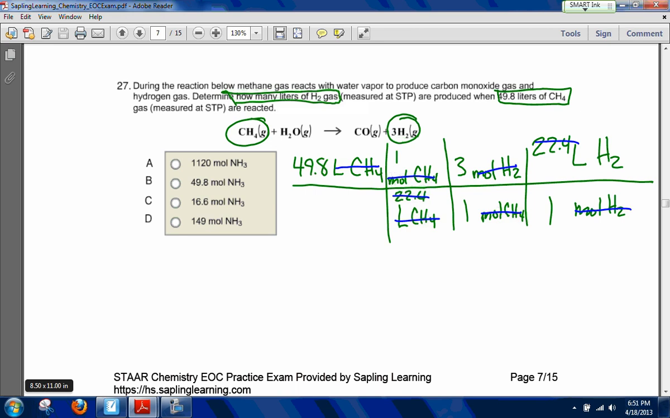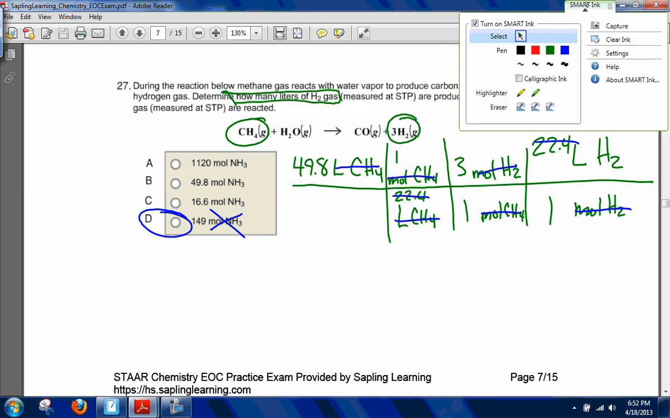So what I need to do now is just multiply straight across on the top, 49.8 times 3. Put that into my handy dandy calculator, and I get 149.4, which is D. Now, I just noticed this, but the unit that they gave us is wrong. They're talking about moles of NH3. So that one, if you're just looking at the units, you're going to have a severe problem. I hope they fix this test if they give it to anyone for real.